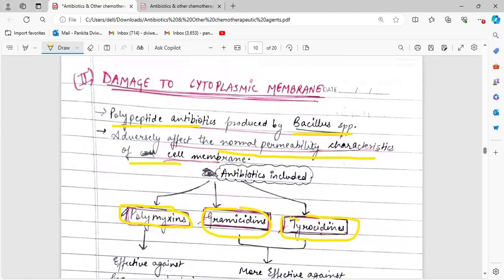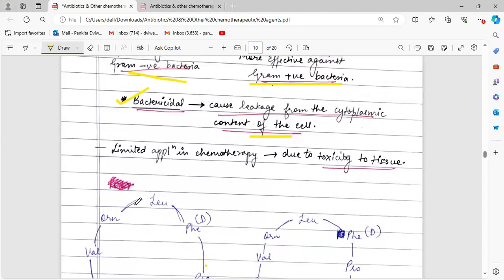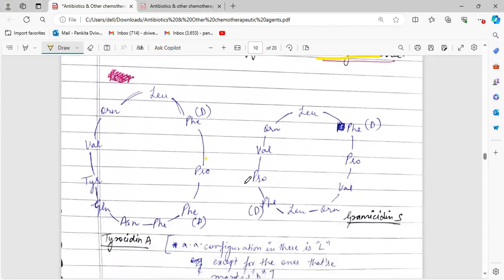These antibiotics have limited application in chemotherapy because they cause toxicity to the tissue. These two are the structures of two antibiotics, tyrosidine A and gramicidine S. We can see that all the amino acids are connected to each other. The amino acid configuration is of L type in both these cases, except for the ones that are specifically marked as D. So these phenylalanine ones are D configuration, while all other amino acids are in L configuration.